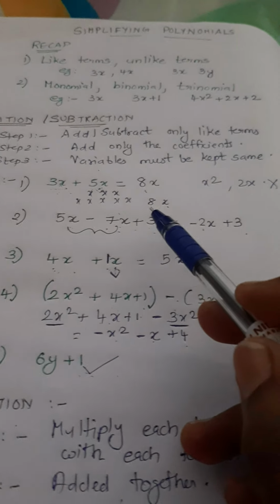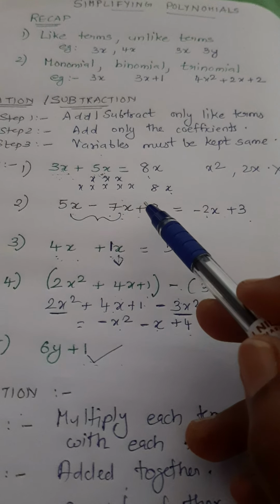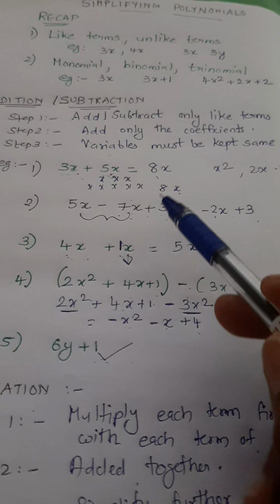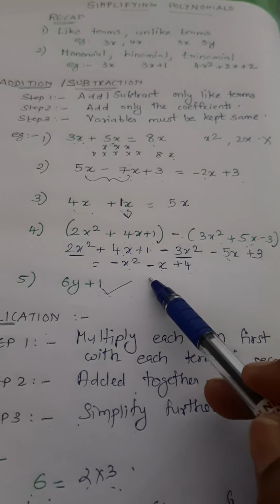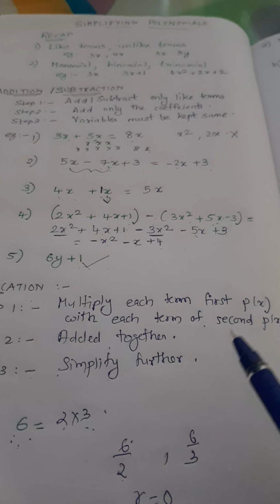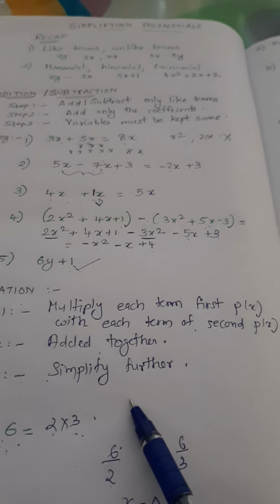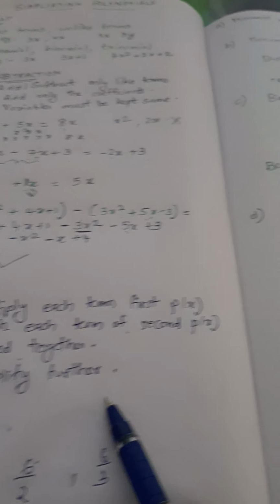Okay, so a quick revision. For addition and subtraction, you need to see the like terms. After checking the like terms, add only the coefficient parts and keep the variables part the same. For multiplying, multiply each term of the first polynomial with each term of the second polynomial. Add all those terms together and simplify whenever possible.